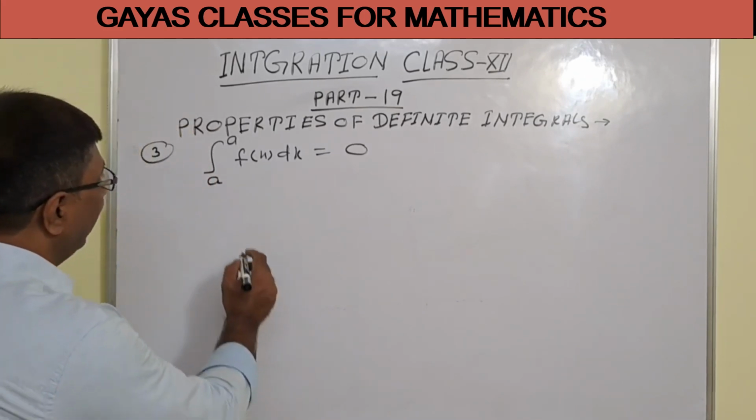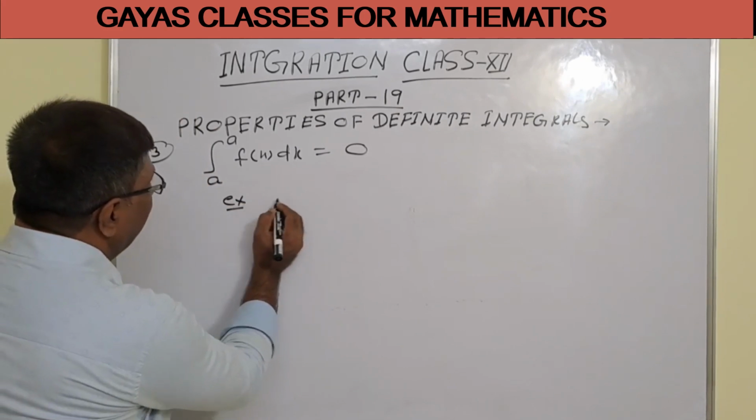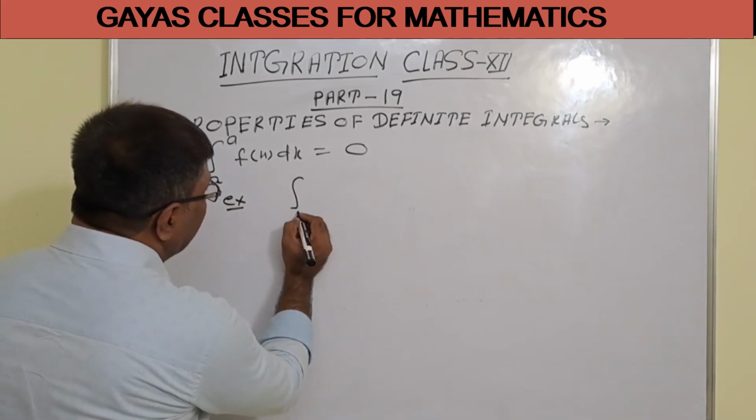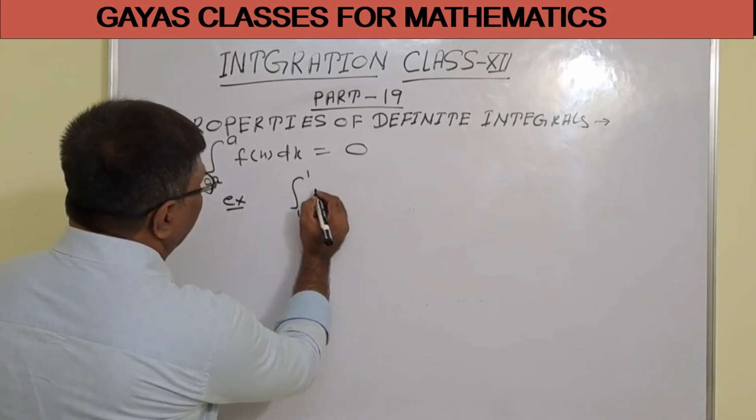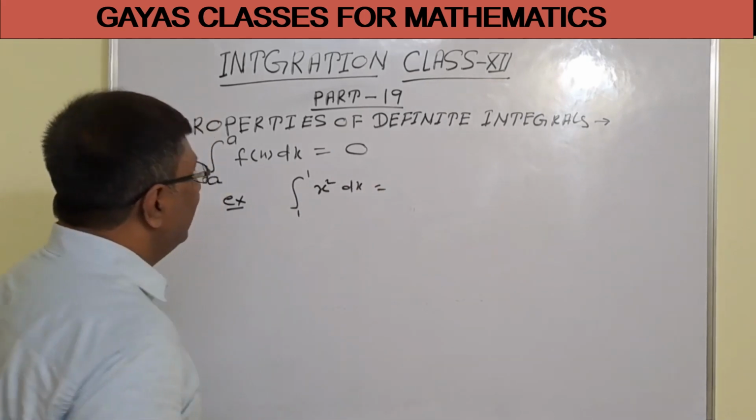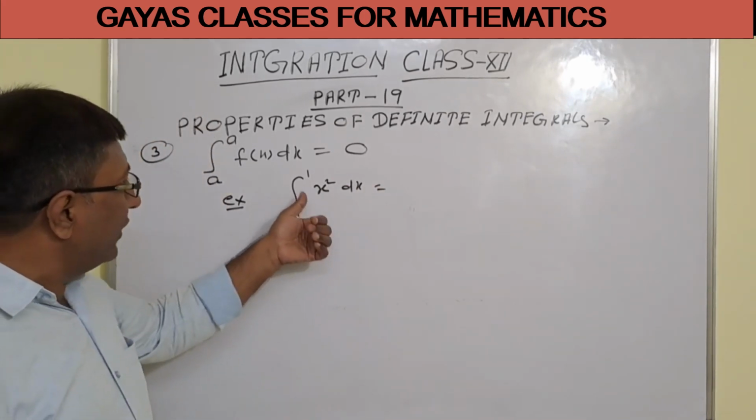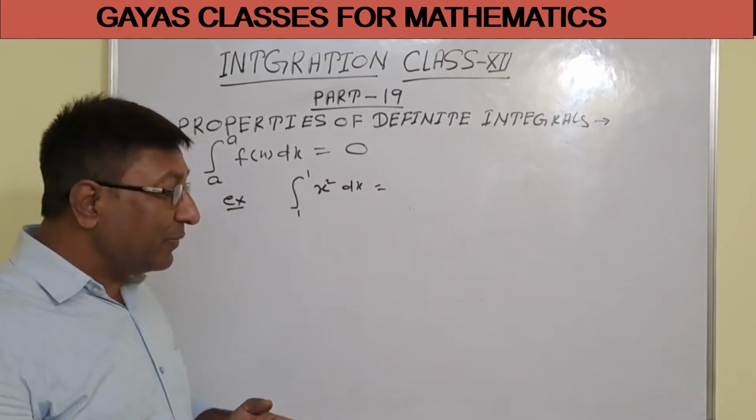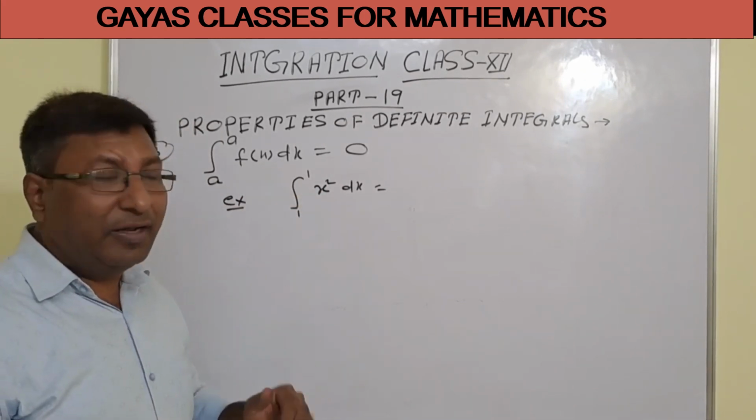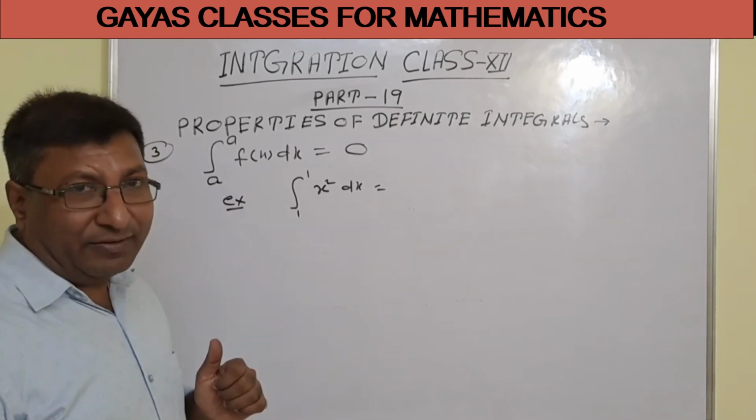You see one example. Suppose we are taking the integration of 1 to 1, and here the function is x square dx. So here the integration from 1 to 1 of x square dx means the limit is the same: lower limit 1, upper limit also 1, and we are finding the integration result.